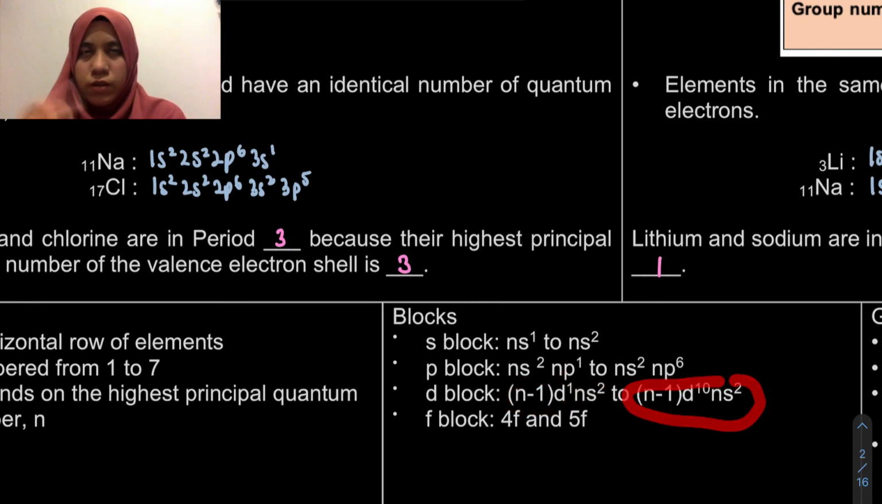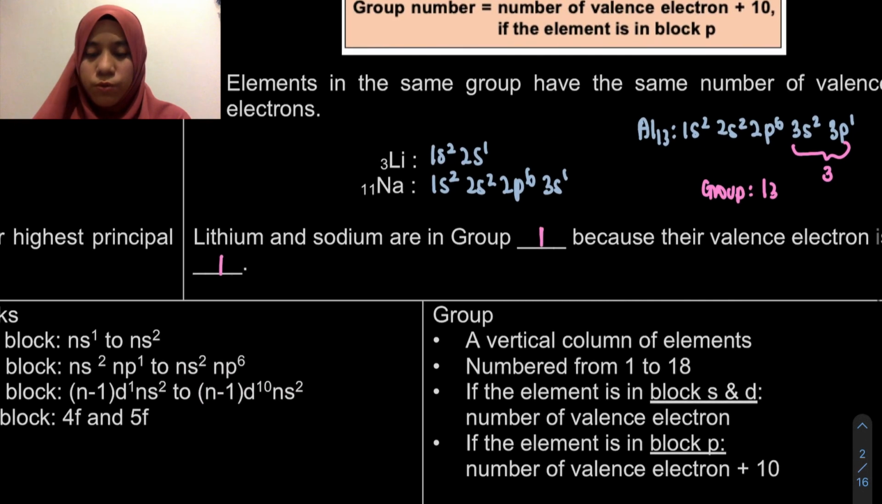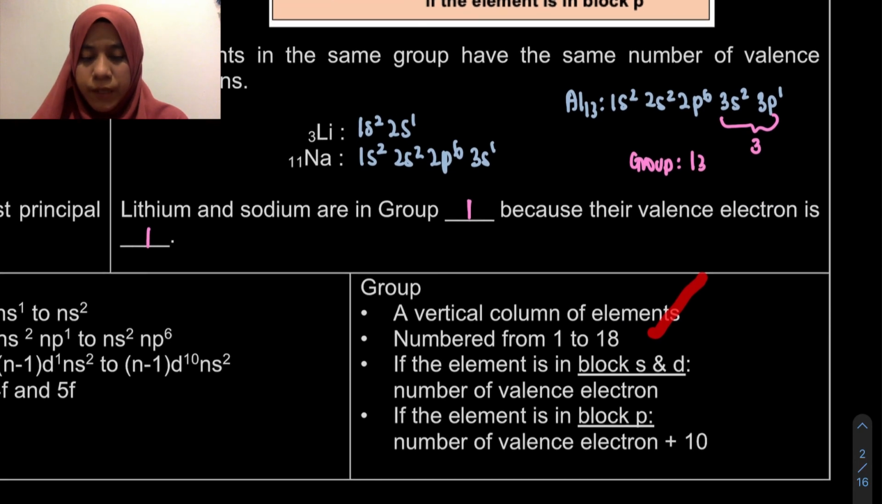F block, we're not going to learn in detail. We just know that it's for 4f and 5f. Last but not least is the group, which is the vertical column of elements, numbered from 1 until 18. If the element is in block S and D, we're going to take the number of valence electrons just like that. For block P, make sure the number of valence electrons plus 10.